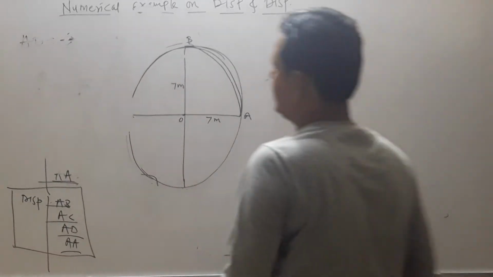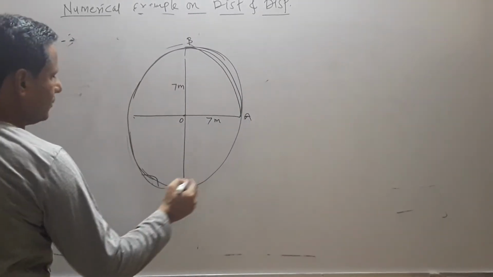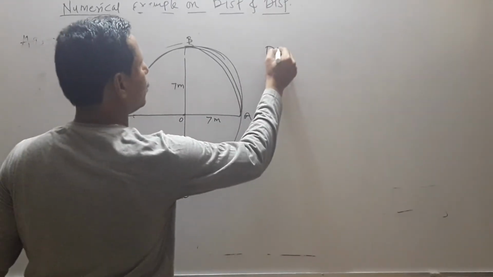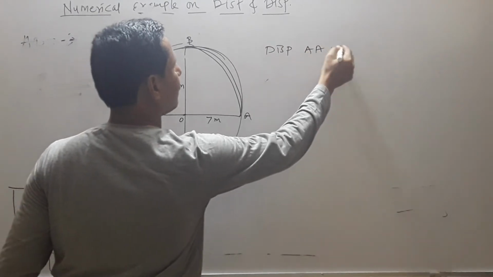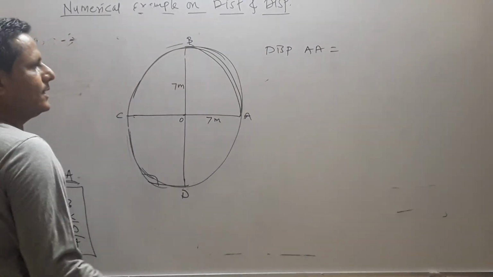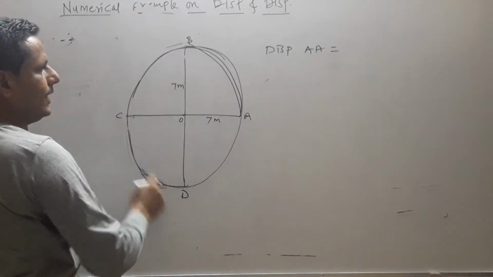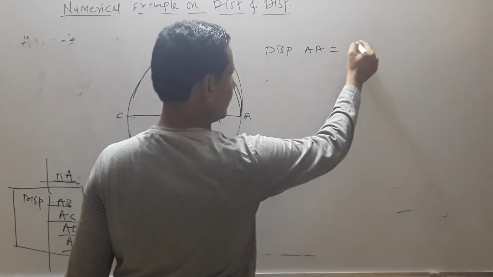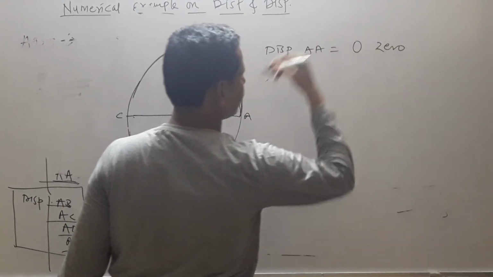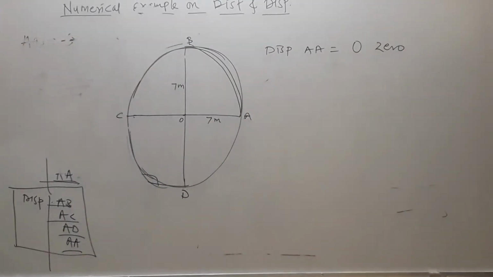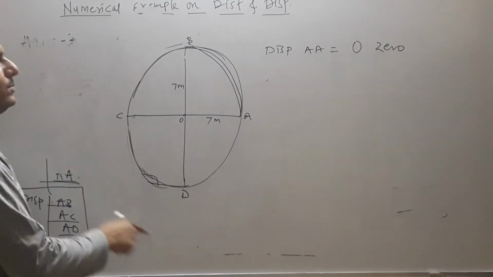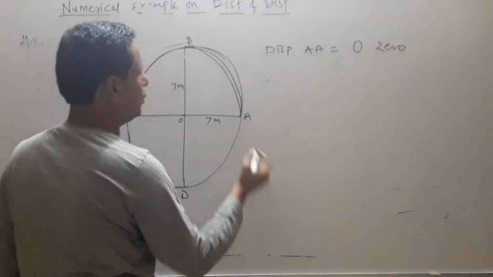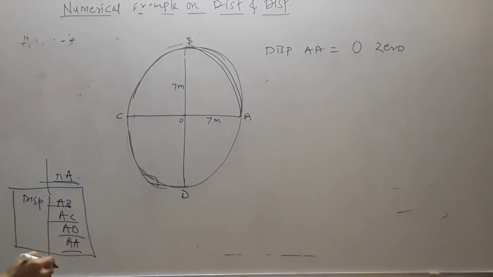So first part, displacement, as we know, A, B, C, D. Displacement AA: if it completes the first round, the starting point and final point are the same, and in that case the displacement is 0. There is no need to make any calculation. If the object comes to its original position after the journey, the displacement will be 0. So directly I can say that here displacement is 0.